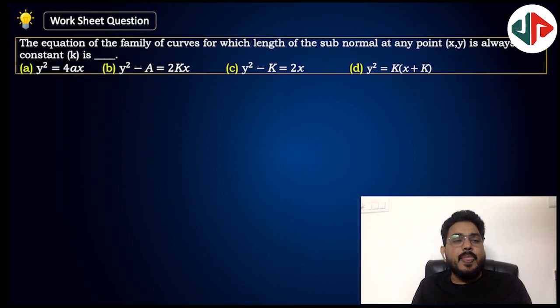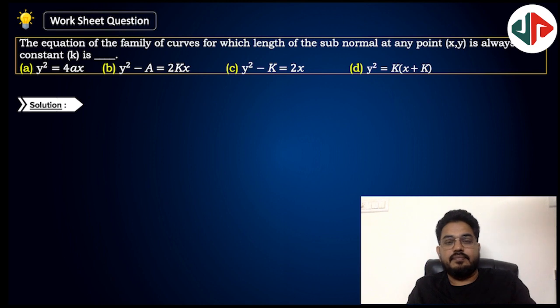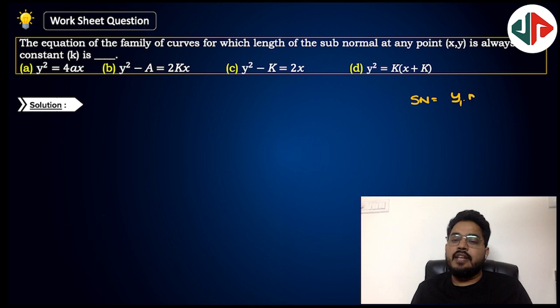Next question is the equation of the family of curves for which the length of the subnormal at any point is always equal to k. So what is the length of the subnormal? Length of subnormal is equal to y1 into dy by dx.